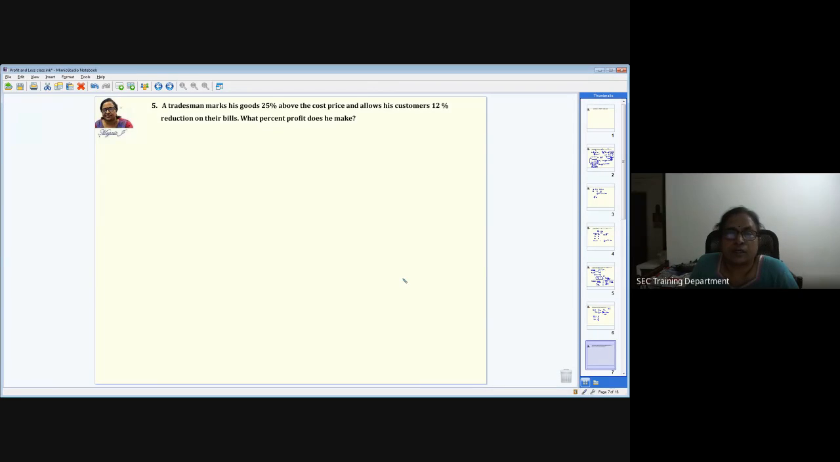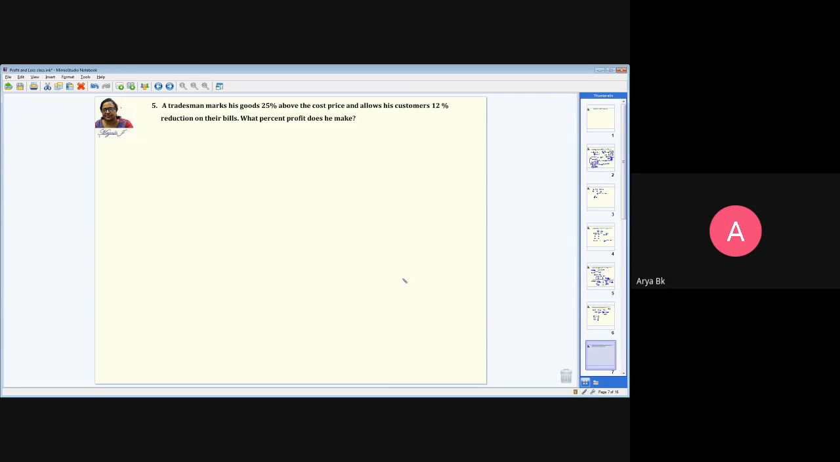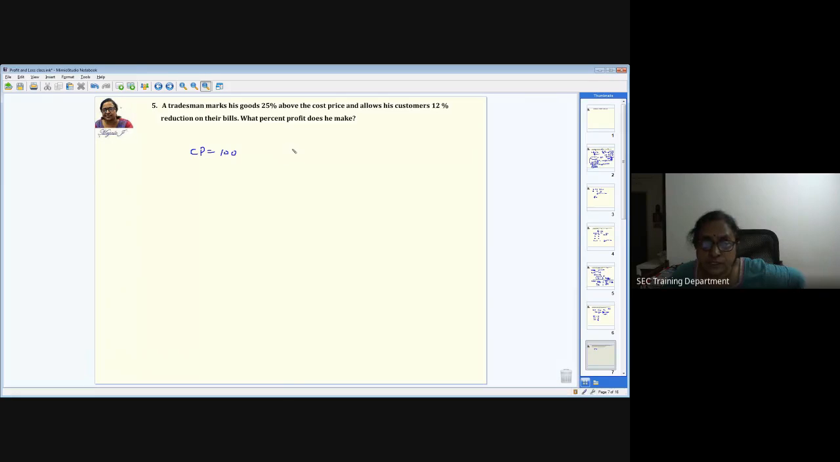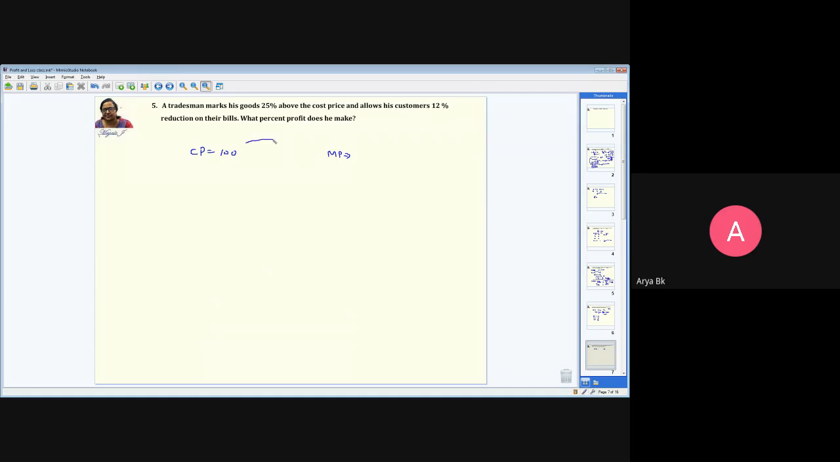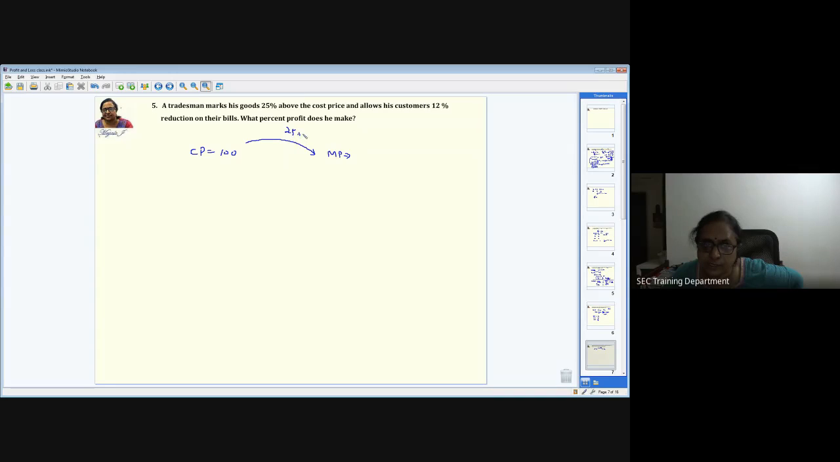So again, I don't have any value here, so I don't have to consider X here, but what is the initial value which you have to assume? 100. So it's going to be cost price. He marks up the price by 25%. Marking the price means, as I said yesterday, there is an increased price. He increases it and puts on the label how much? 125. So the marked price is going to be 125.